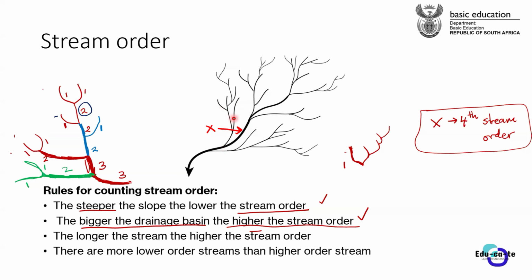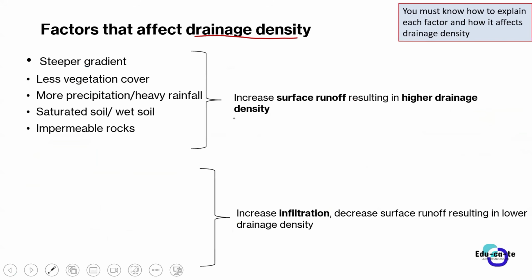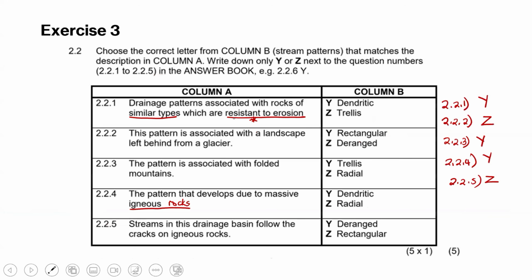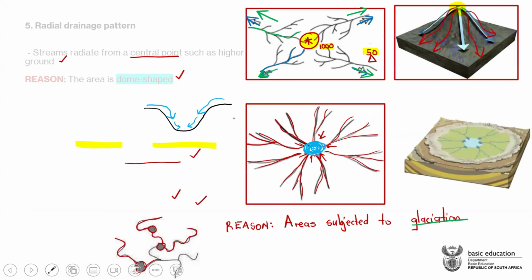Yes, Sam? So, sir, is it possible to use a centripetal pattern to find the stream order? Yeah, you can still work with a centripetal pattern. You can use a centripetal drainage pattern to determine stream order.